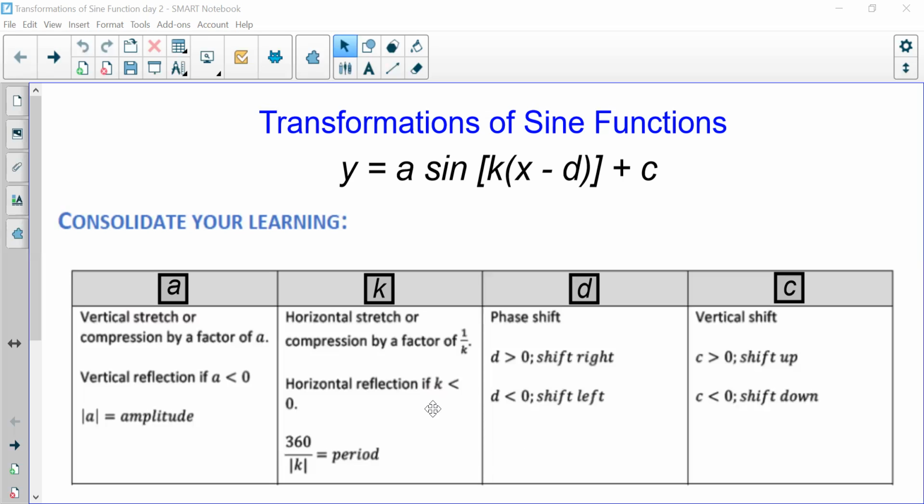Also, it will tell us if the horizontal cycle has been reflected. And if we're looking for the period, the length of time it takes for the cycle to happen, you take 360 and just divide it by the absolute value of K. So again, if K is -5, you're going to divide by 5. If K is +5, you just divide by 5. Why do you guys think it's 360?